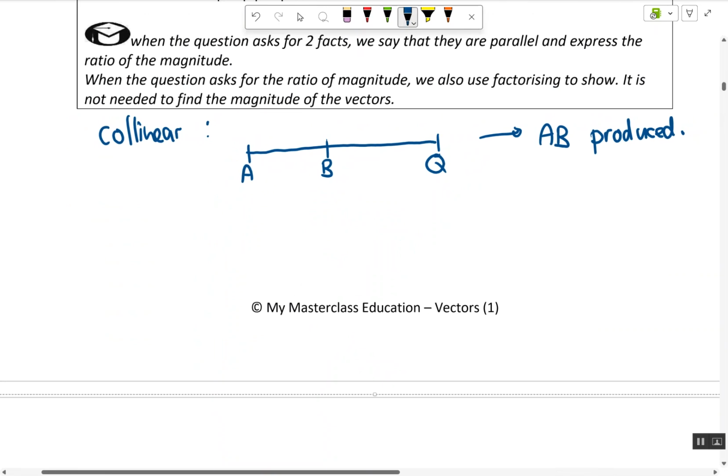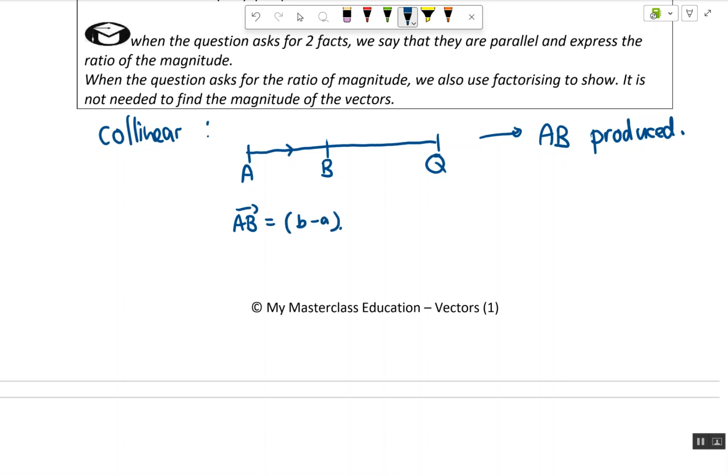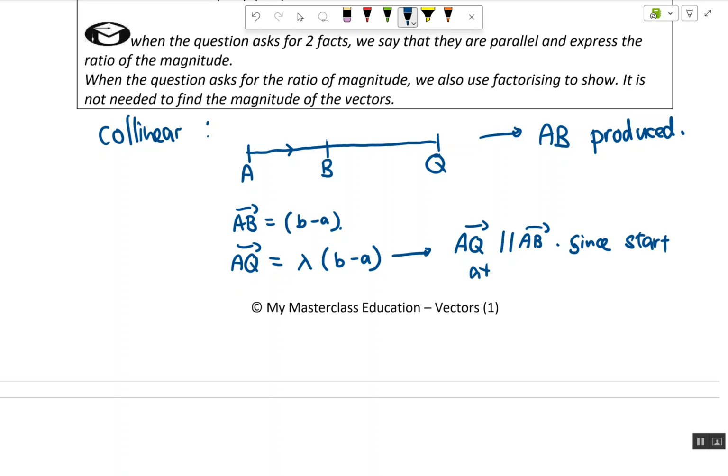Remember just now I told you AB must always be identified as B minus A. If you can show that AQ is equal to lambda times B minus A, what does it mean? It means that AQ is parallel to AB, and since they have a common point A, we say that A, B, and Q are collinear.